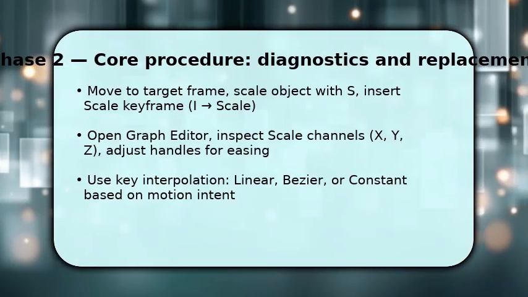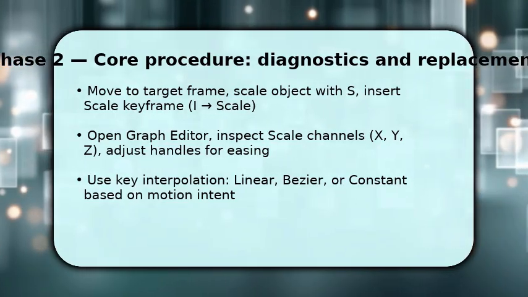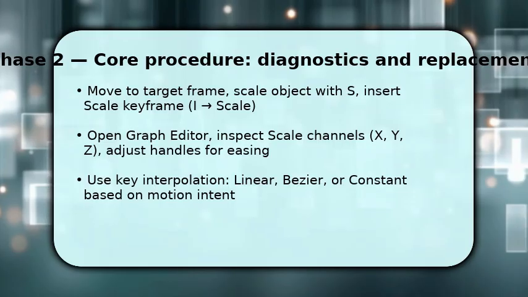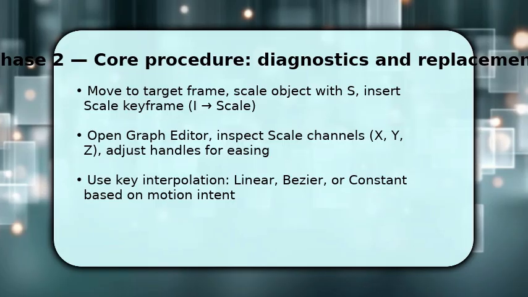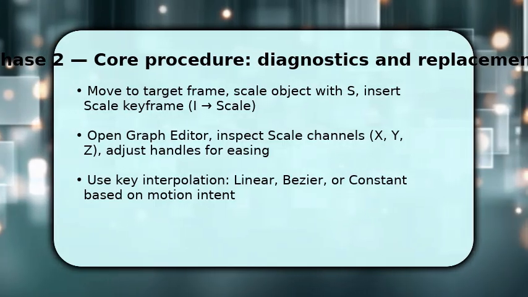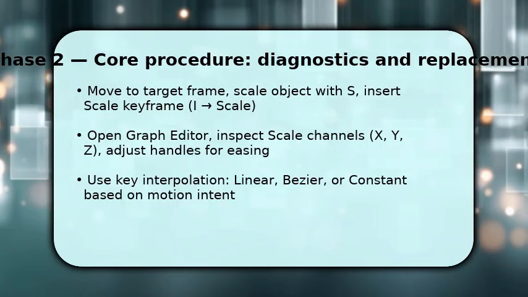Now you create the change and refine motion. Move to the target frame, press S to scale the object to the desired size, and press I, right arrow, scale to bake that pose. Then open the graph editor to examine X, Y, Z channels. You do this to correct mismatched axes or non-uniform scaling.